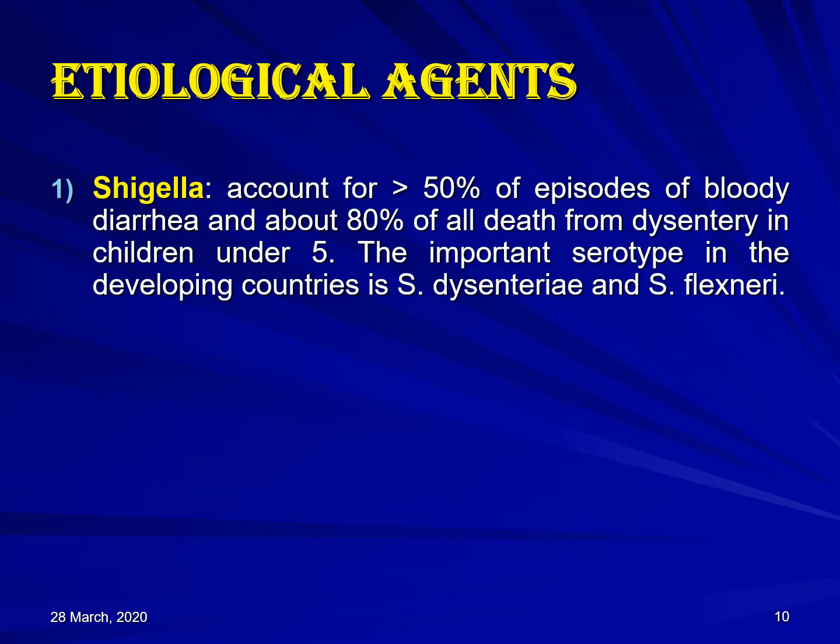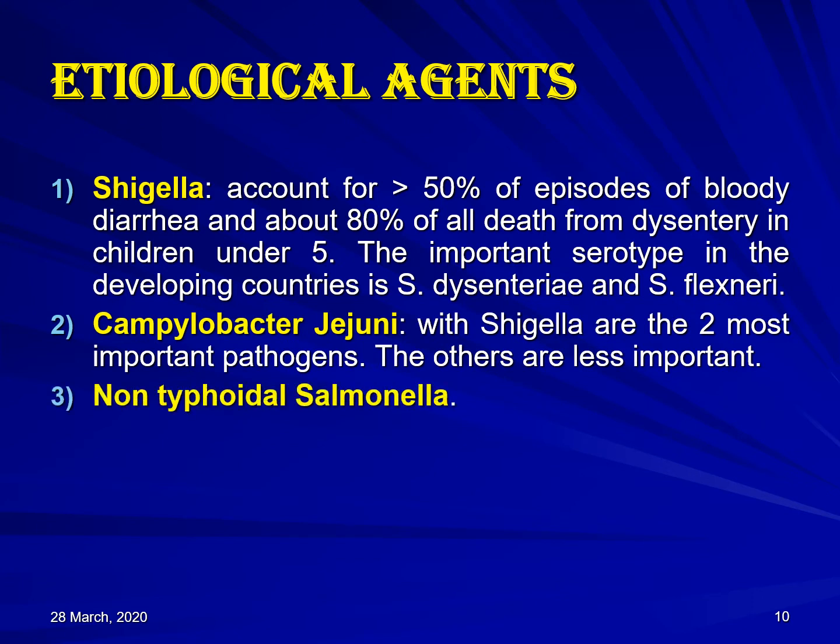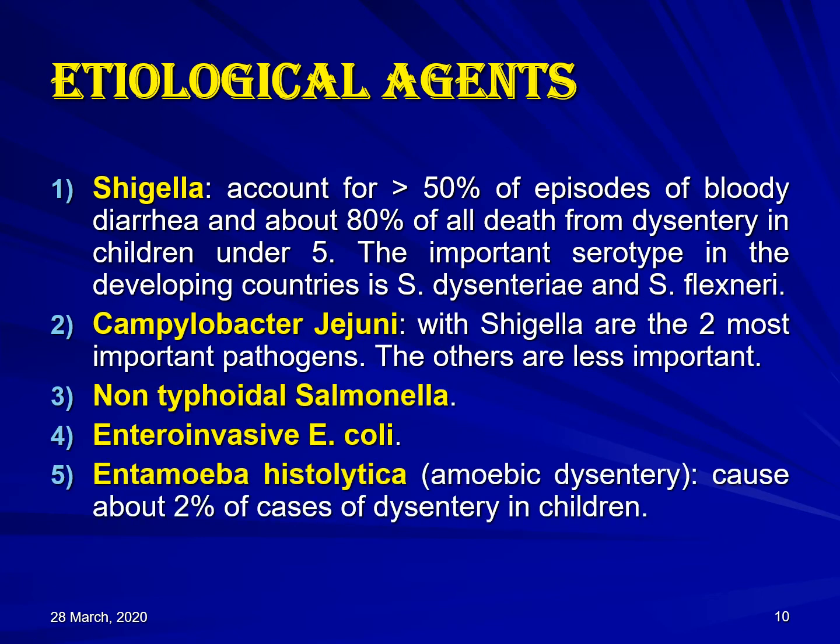The etiology could be due to Shigella, Campylobacter, non-typhoidal Salmonella, enteroinvasive E. coli, or Entamoeba histolytica. The most common is Shigella. This accounts for more than 50% of all cases of bloody diarrhea in children under the age of 5, and about 80% of all deaths from bloody diarrhea. Campylobacter with Shigella are the most important pathogens below the age of 2 years. Entamoeba histolytica is actually rare. It accounts for only about 2% of all cases of dysentery in children.